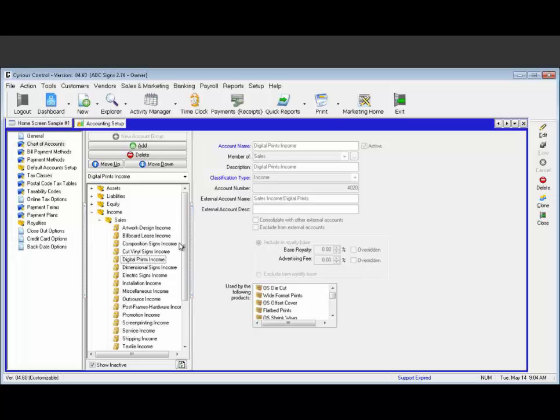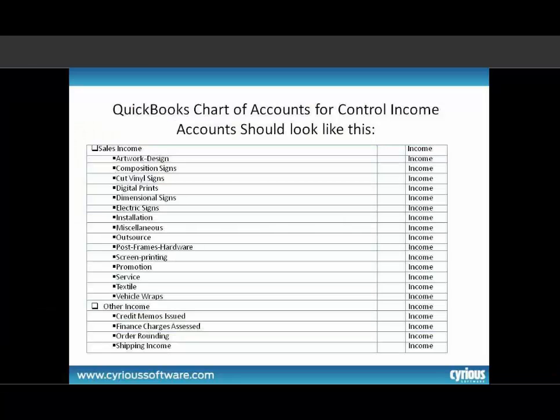However, notice that because this is a subcategory, Digital Prints is not the only thing that will show up in the external account name. Sales will come first as the category Sales Income, then Digital Prints. This is exactly how it should be set up. But note that the account name in QuickBooks is named Digital Prints and not Sales Income. Therefore, Digital Prints Income will export to the Digital Prints account in QuickBooks. Now in QuickBooks, your chart of accounts should match what you see on the screen to capture all of the income accounts that will be exported out of Sirius.